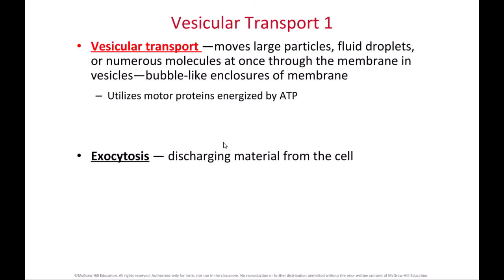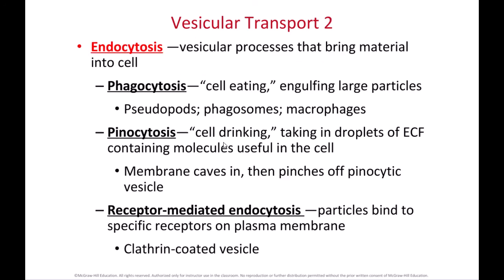One form of vesicular transport is exocytosis. Exo for out, cyto for cell. Exocytosis means moving something out of the cell. When we secrete a chemical from our cells, we are exocytizing that chemical from our cells. Then we have moving something into the cell. Endo for in, cyto for cell.